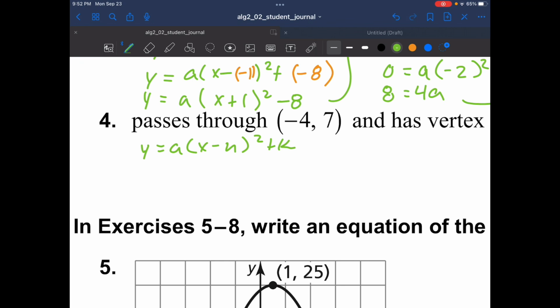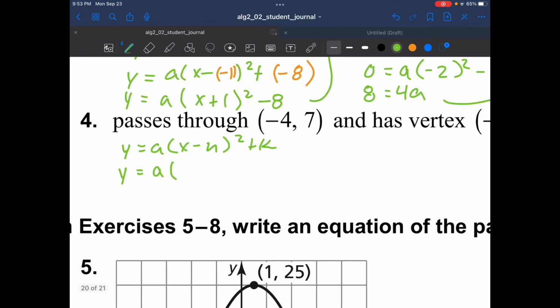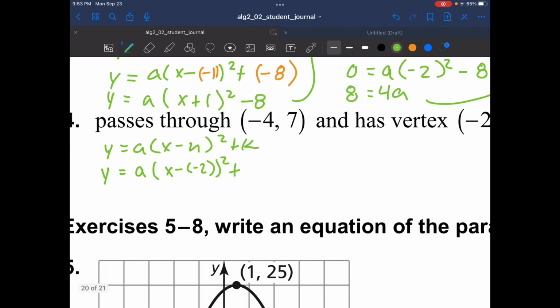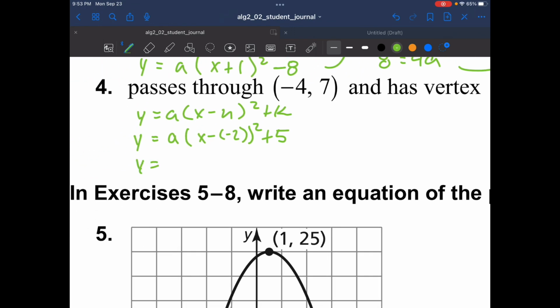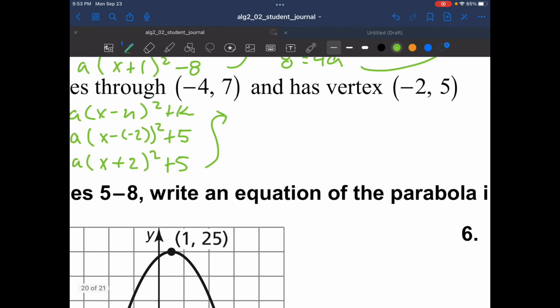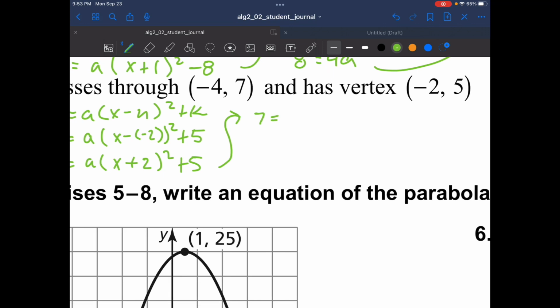Same thing here. So we have the point that it passes through. I'm not going to color code this one this time, but this one is going to be y equals a times my vertex, which is -2, so (x minus -2) squared plus 5. And so it's going to be y equals a(x plus 2) squared plus 5. Then I'm going to plug in my point. So I have 7 equals a(-4 plus 2) squared plus 5. Subtract the 5 and I get 2 equals a(-4 plus 2) squared.